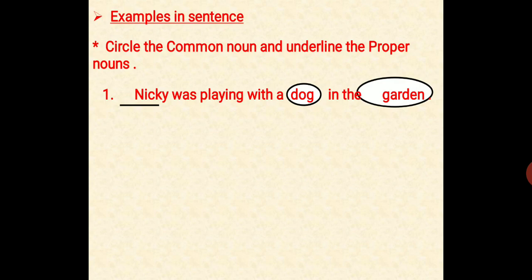Have you understood? How can you attempt this question? Okay, let's move on. Next question, next sentence. Kruti has a cat. Its name is Lucy.